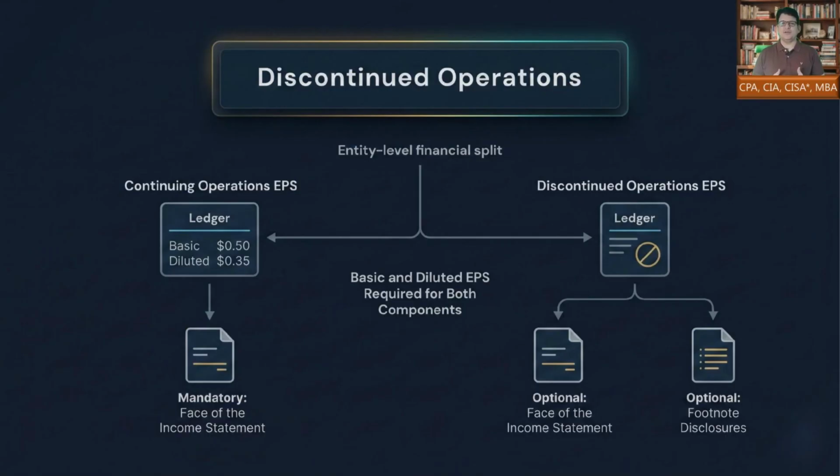EPS from continuing operations is important because it focuses on ongoing business performance. Per share amounts related to discontinued operations also need to be shown or disclosed depending on the presentation approach. The key point is that EPS must reflect the income statement structure clearly. Students should not combine everything blindly if the question separates continuing operations and discontinued operations.